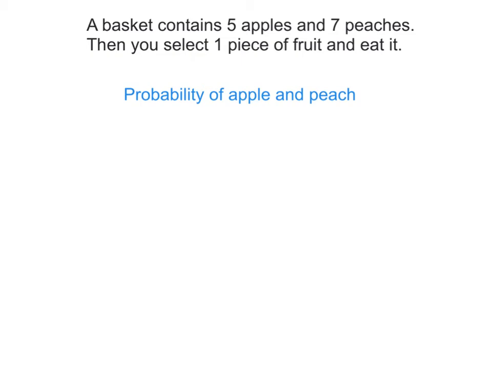So order doesn't matter in this problem. I just want, when I'm all said and done, to have an apple and a peach. So let's look at how we would do this. Once again, let's look at the first situation I could have. In my first event, I want to have an apple. In the second event, I'm going to have a peach.